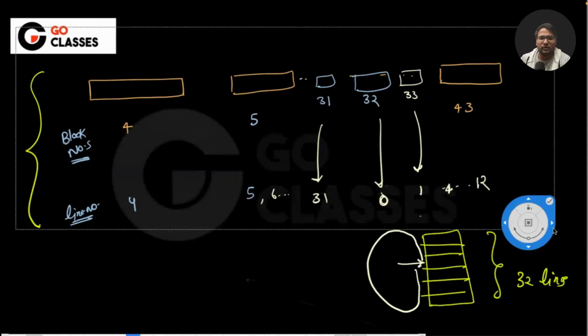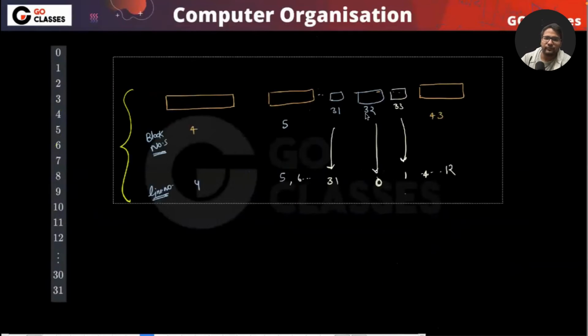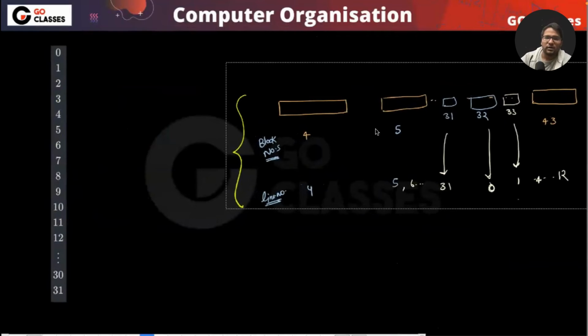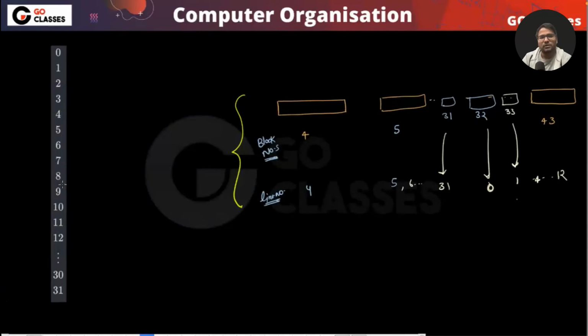Maybe I can go to the next page. Can you tell me the block numbers? This line number 4 will be having the block number 4, right? Then this is 5. Let's suppose this is the cache. These are the block numbers I'm writing, and these are the line numbers. Till block number 31 will be mapping here.